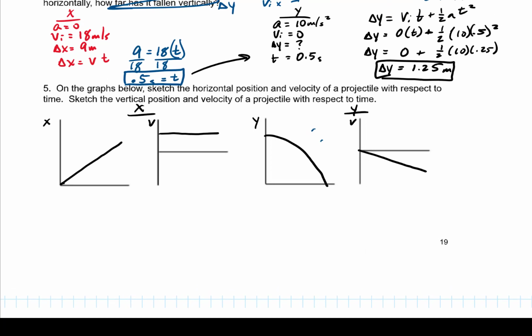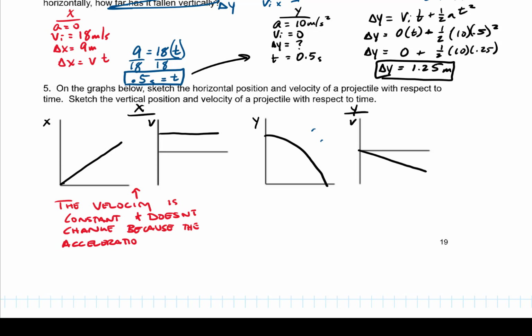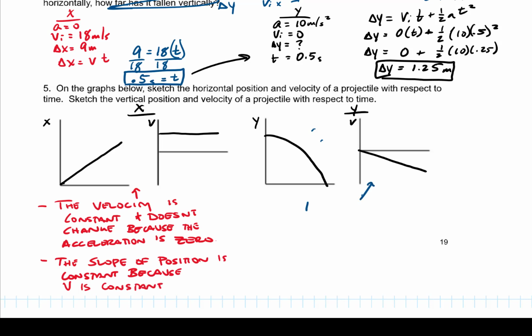So what we're going to do is look at y. So if we look at the velocity in the x direction, it's constant and it doesn't change because the acceleration in the x direction is 0. That's really, really important. We have constant velocity in the x direction. So that tells me that the slope of position versus time, which is velocity, is also constant because the acceleration is 0 and the velocity doesn't change.